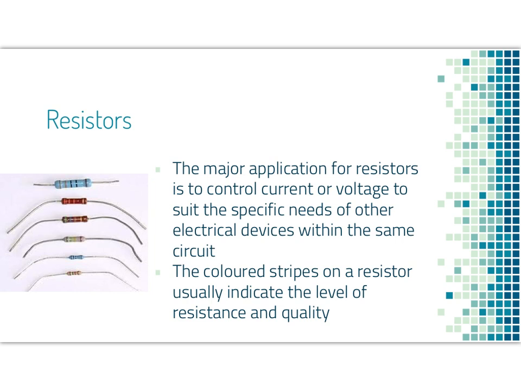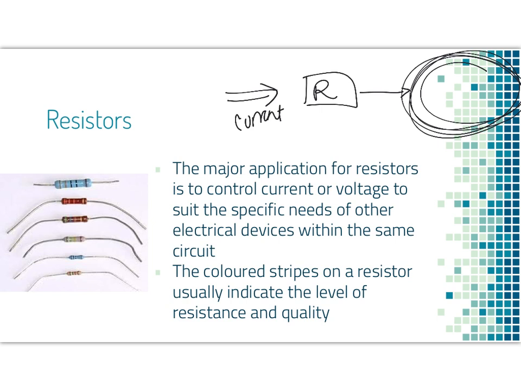Resistors. The major application for resistors is to control the current or voltage to suit the specific needs of other things within the same circuit. So if we want something to have a lower current than what is provided, we may use a resistor to limit the current beyond that point. So if we have a high current, we might put a resistor in place to lower the current for something else using that electrical current later on.